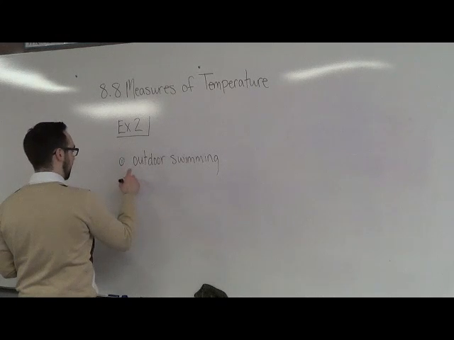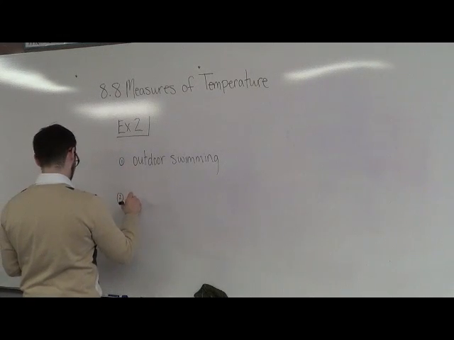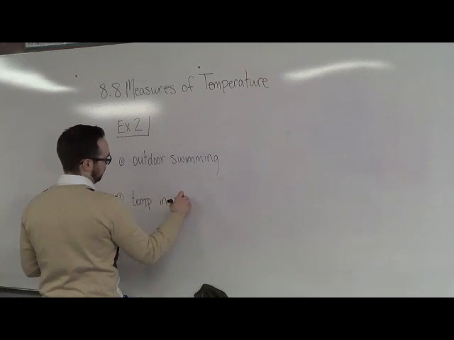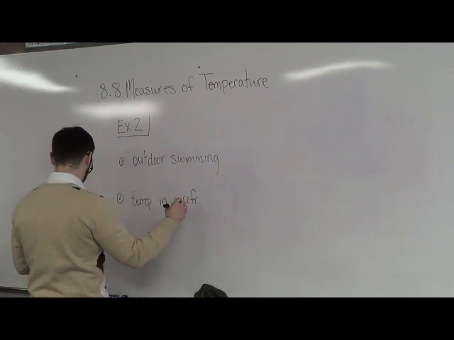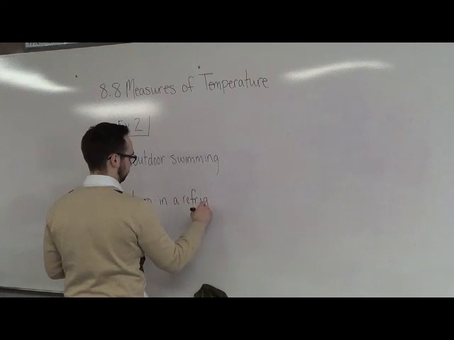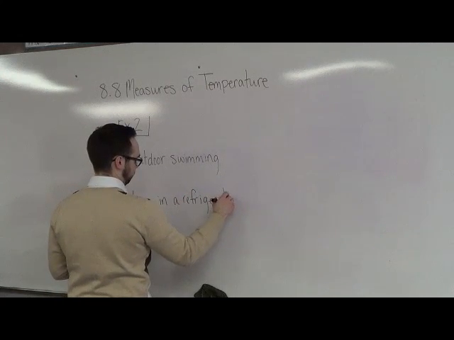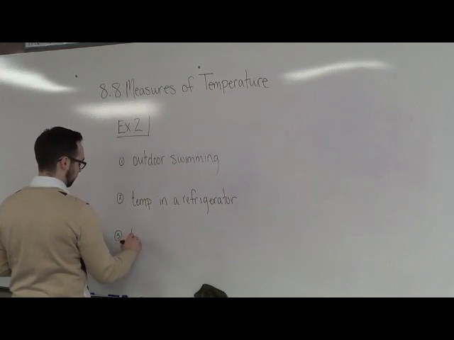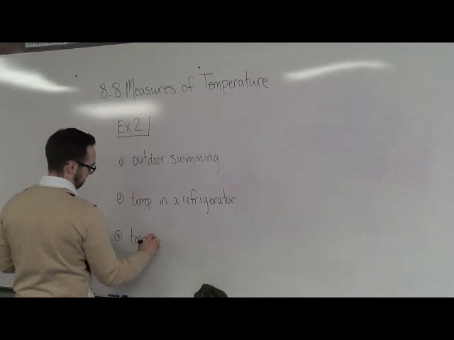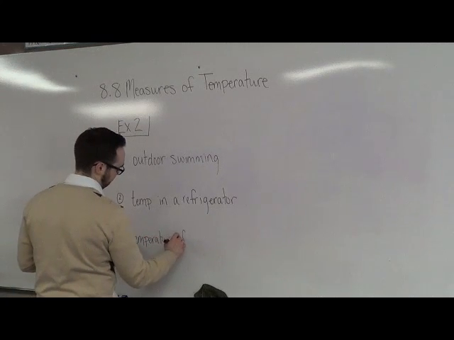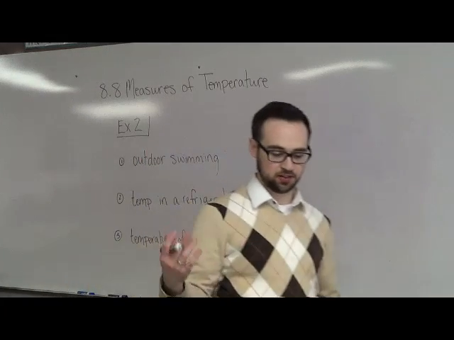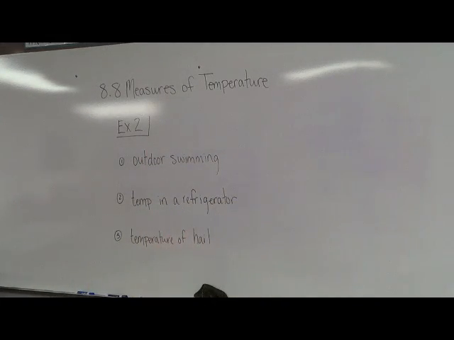So 1 will be outdoor swimming. 2 will be the temperature in a refrigerator. And 3 is going to be the temperature of hail. And hail would be the little ice pellets that fall during a bad storm. So what do you think the good temperatures would be for each of those?